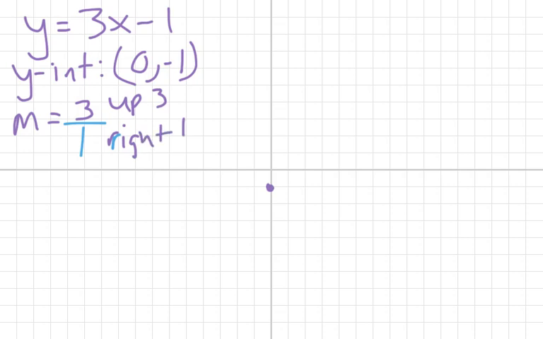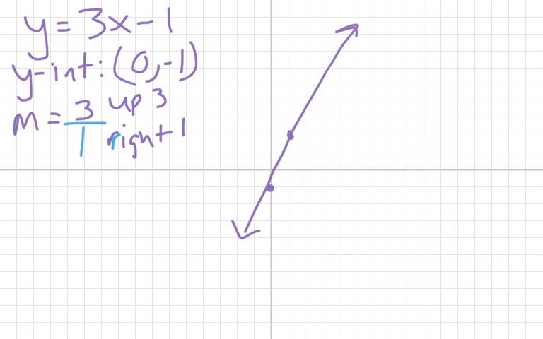And so I will start here and count up 1, 2, 3, and then right 1. And that will give me my 2 points. Make sure you connect the points. Make sure you have arrows on the end of the line, because there's an infinite number of points there.